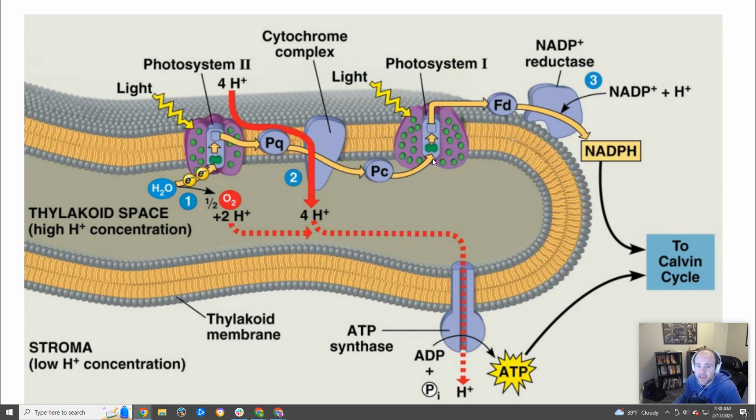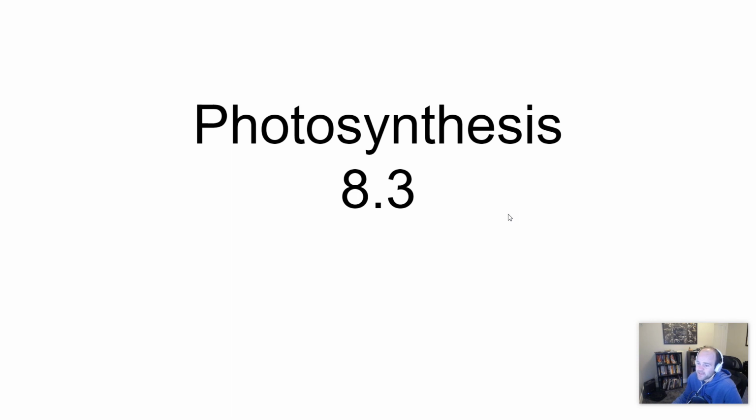Those electrons at the end of that first bit of the electron transport chain get excited in photosystem 1 now. Again, light is hitting those pigment molecules, exciting those electrons to a higher energy state. And then those will get grabbed by NADP plus to make NADPH, and those electrons will get taken to the Calvin cycle. All right, that's what we have for today.